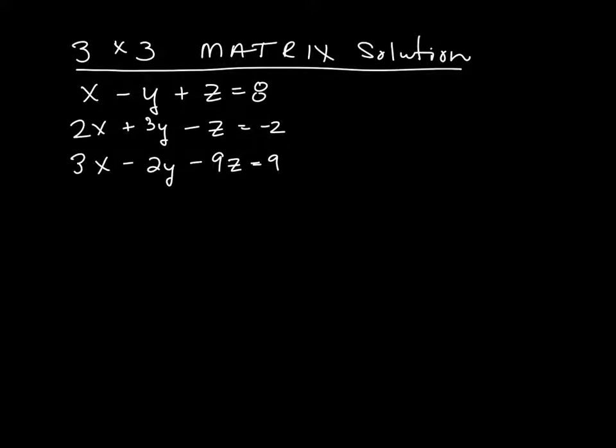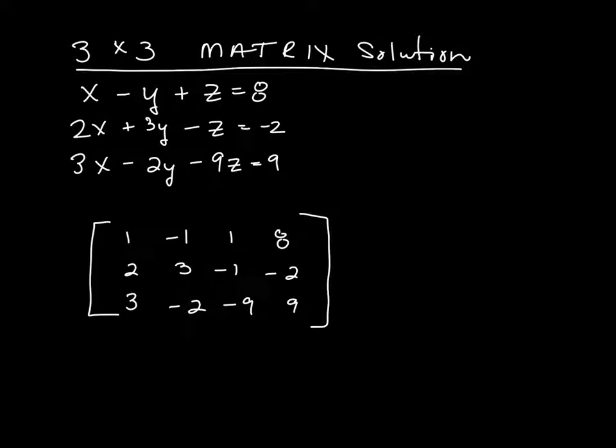All right, so here we have a 3 by 3 systems of equations. We're going to solve it using a matrix. So the first step we're going to do is create a matrix using the coefficients. So I'm going to have 1, -1, 1, and 8. This is row 1. Row 2 is 2, 3, -1, and -2. And row 3 is 3, -2, -9, and 9.